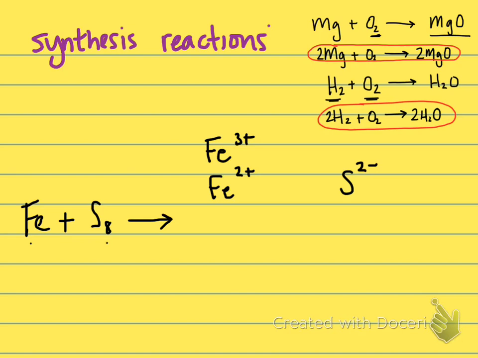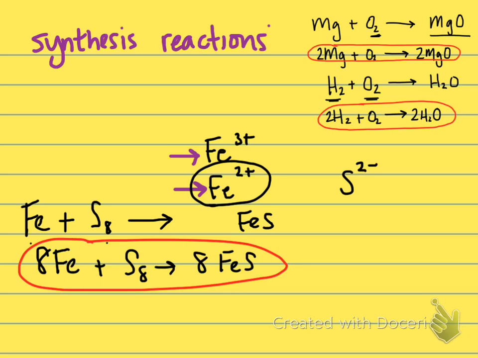Here's the part you're going to like. If you are not told which iron ion is forming the compound, you're free to use whichever one you want. So I'm going to choose iron 2 because, boy, does it make the math simple. So that's going to give me FeS. In some cases you are told which ion is forming the compound, but when you're not, you can use either. So now it's down to balancing, and we show 8 Fe plus S8 yields 8 iron sulfides.